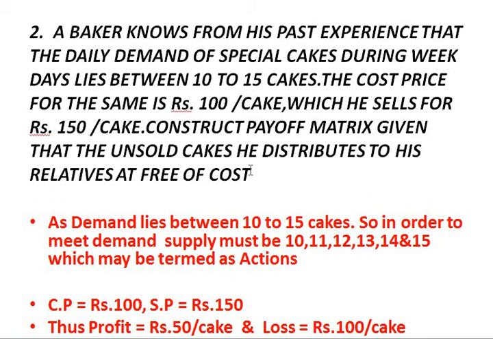But for unsold cakes, he is going to distribute them among the relatives. So for each unsold unit he is paying 100 rupees from his pocket. So the loss will be the cost price, that is 100 rupees. So profit is 50 rupees per cake and loss per cake will be 100 rupees. Keep all this in mind. And now let us prepare the blank table consisting of all these actions and states of nature. So let me proceed to the next slide.